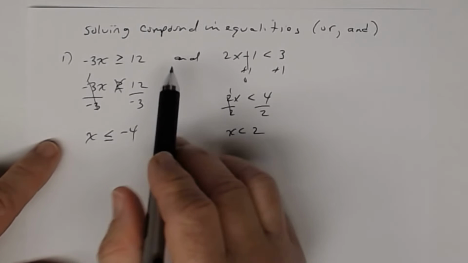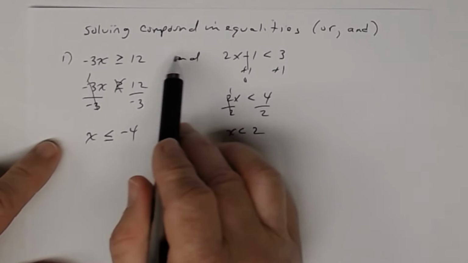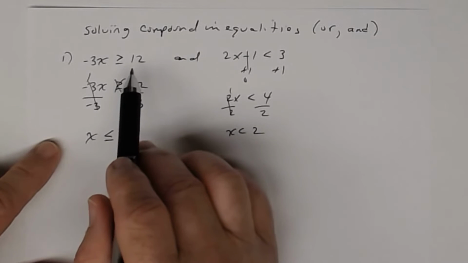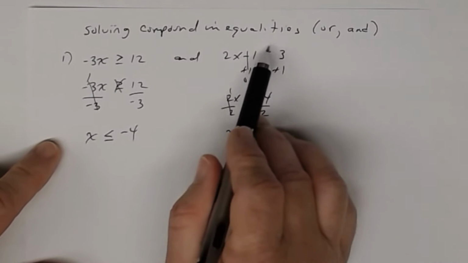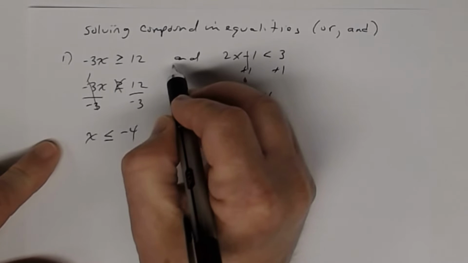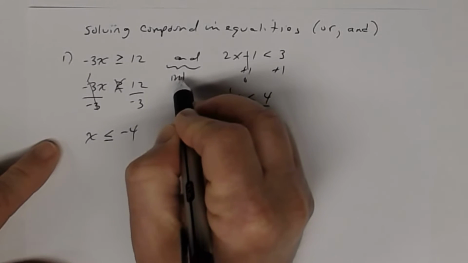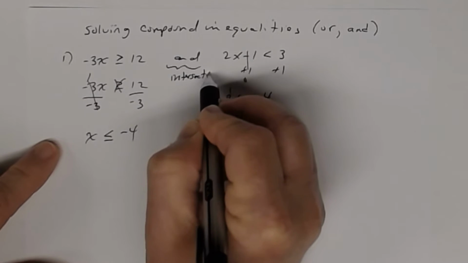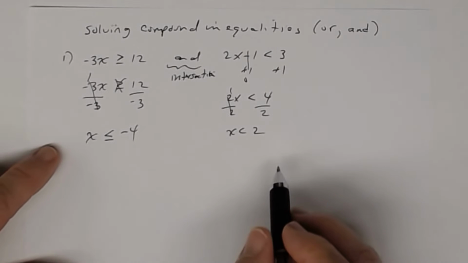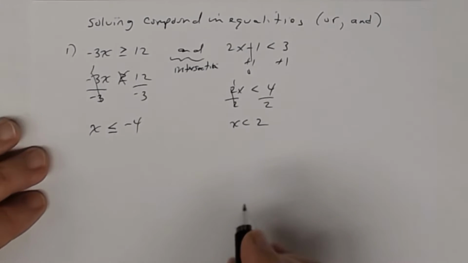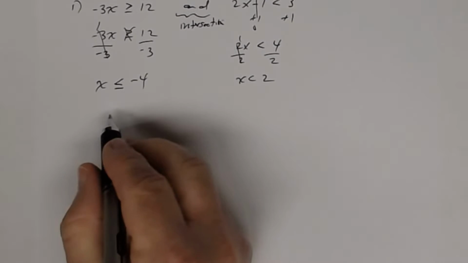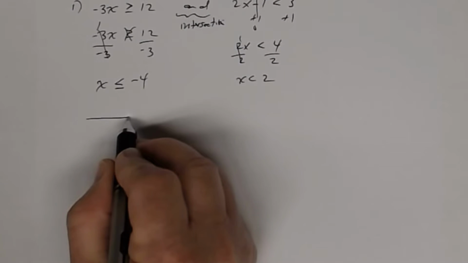But remember, I'm trying to find the solutions to this compound inequality. What values of x will make this statement true and this statement true at the same time? That's the intersection of those two graphs, those two solutions. So let's graph each one individually. That's the way you would do this. You would look at each one individually.